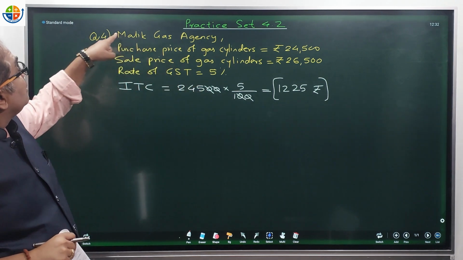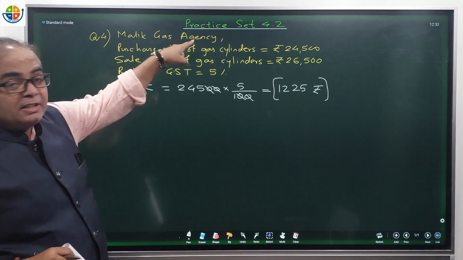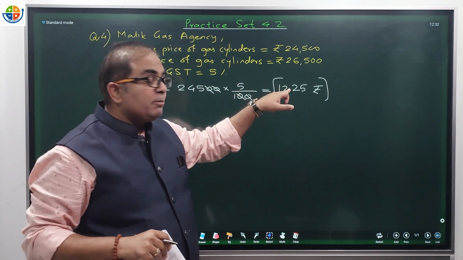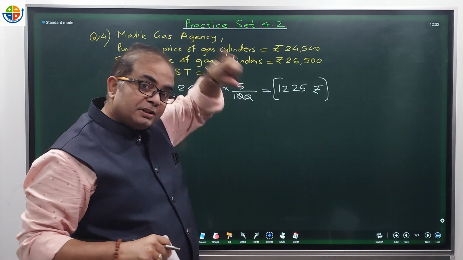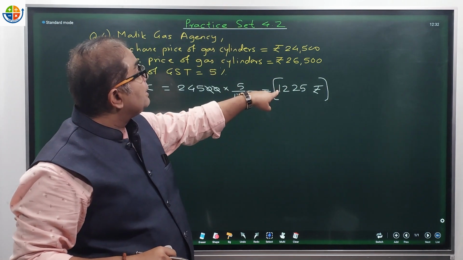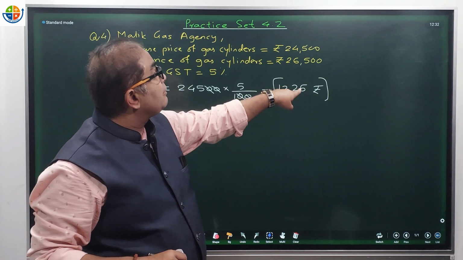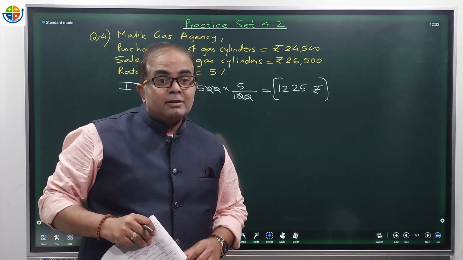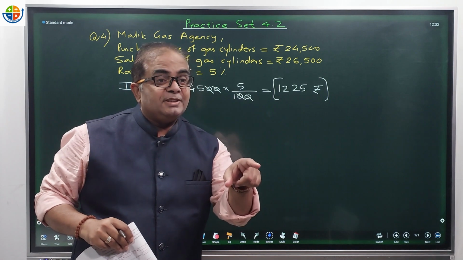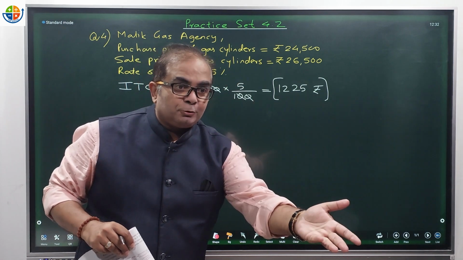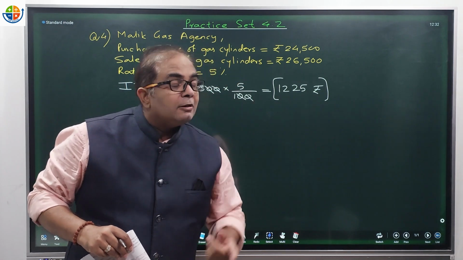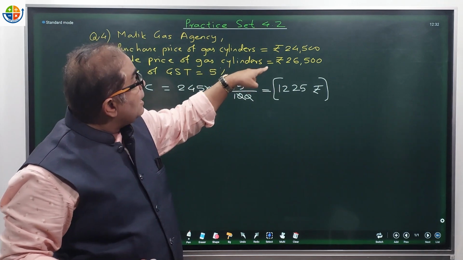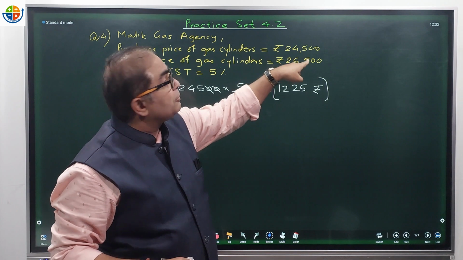For मलिक गैस एजेंसी ने क्या किया? किसी से परचेस किया था तो उसने जीएसटी का पेमेंट किया है. करेक्ट. उस एजेंसी को पहले वाले कितना पेमेंट किया? 1,225 रुपीज का जीएसटी पेमेंट किया. ओके. नाउ मलिक गैस एजेंसी इज सेलिंग दीज प्रोडक्ट्स टू लोकल कस्टमर्स. करेक्ट. लोकल कस्टमर्स को गैस सिलेंडर्स दे आर गोइंग टू सेल at a price of 26,500.